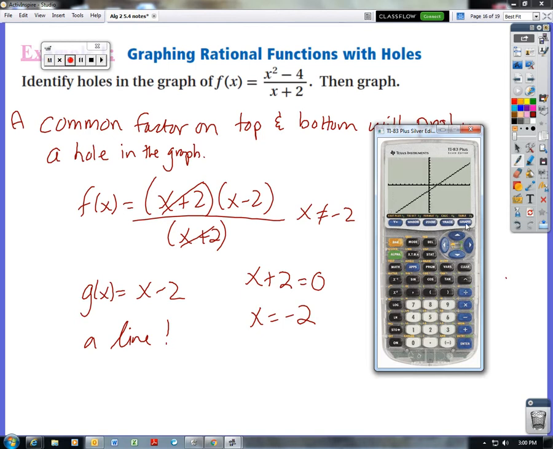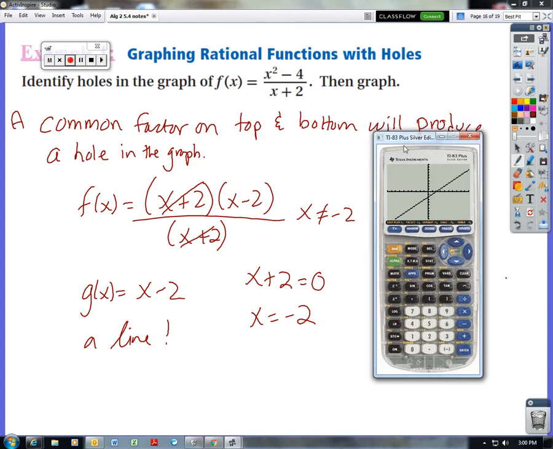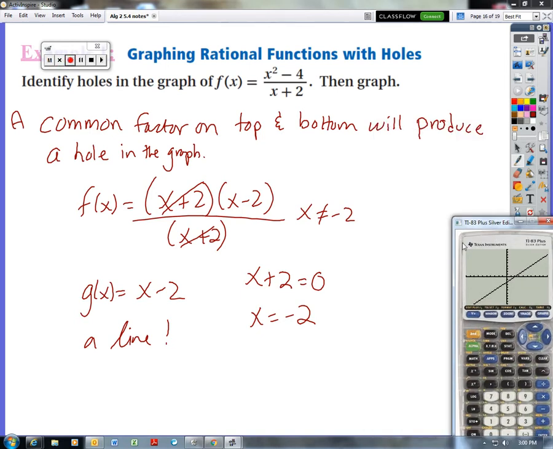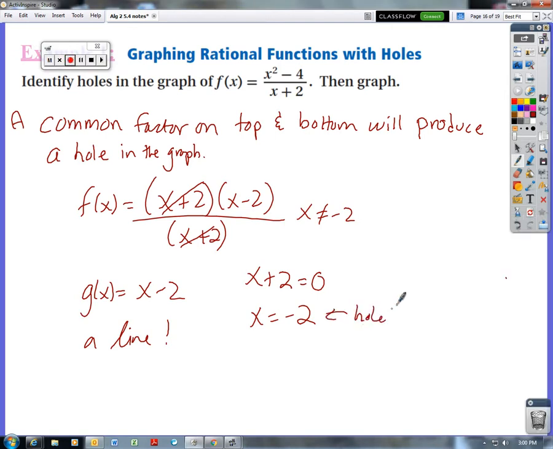When I go back to my graph, I can't see the hole. You would not know it was there unless you did an algebraic analysis like I just did here. So this is where the person is smarter than the calculator, at least smarter than this screen on the calculator. Okay, so for the hole, you would say x equals negative 2, you would mention that there's a hole there.